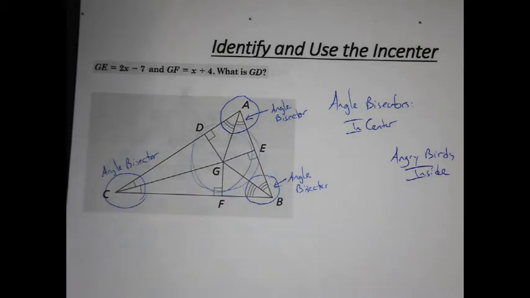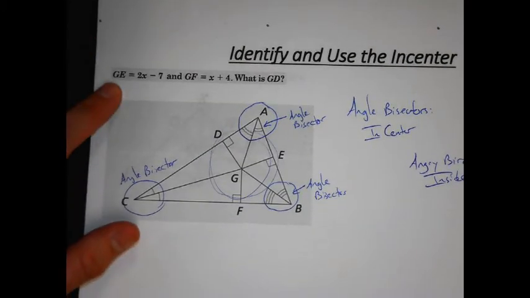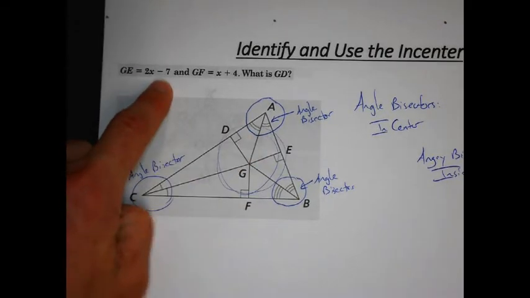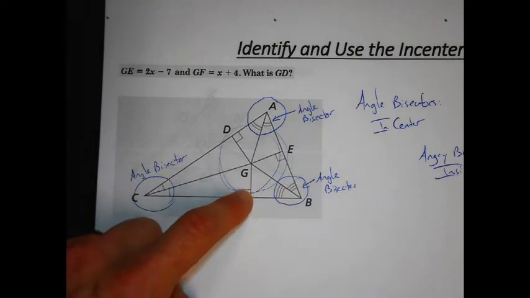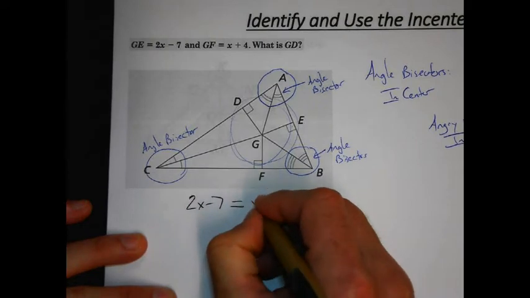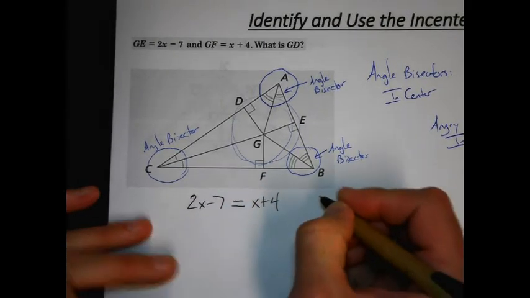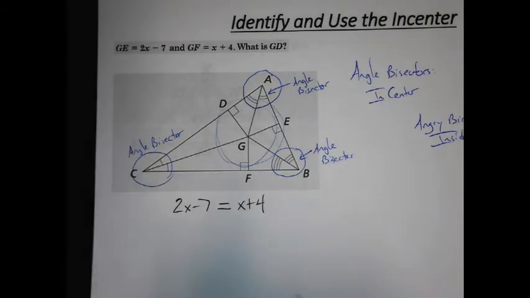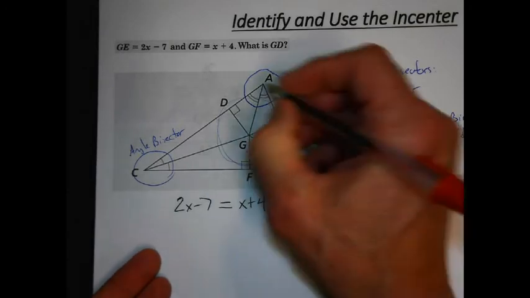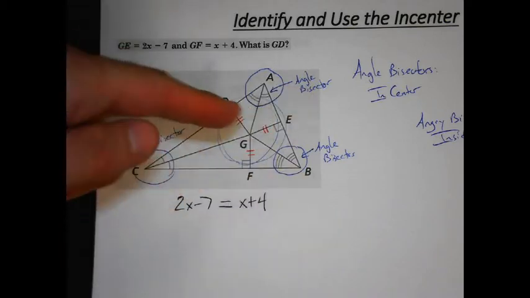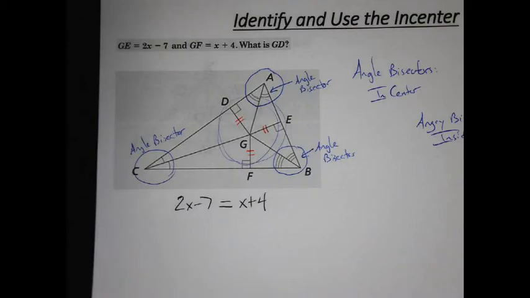And that's where the algebra comes in. We finally can start playing with this question. If GE is 2x minus 7, and GF is x plus 4, what do we know? We now know that GE, 2x minus 7, is equal to GF, x plus 4. They are equal. And that is the hard part. That's the geometry part of understanding what's going on, right? If we know GE, then we know GF, and we also know GD. It's because it's the radius of a circle from that original note on concurrency of angle bisectors.